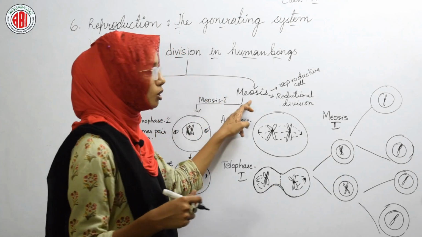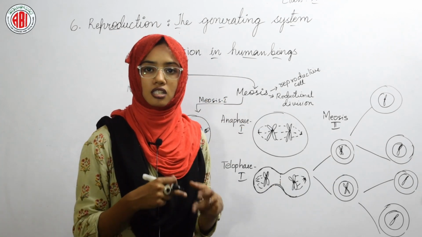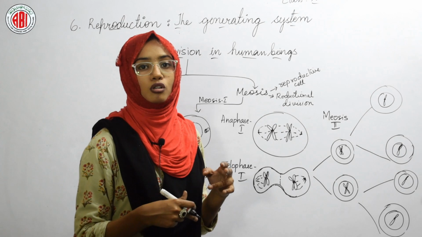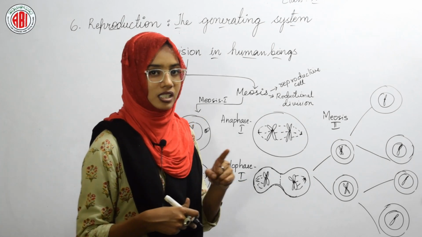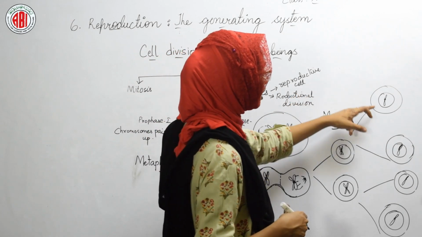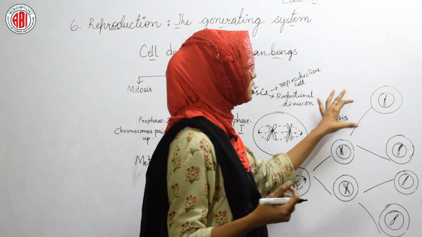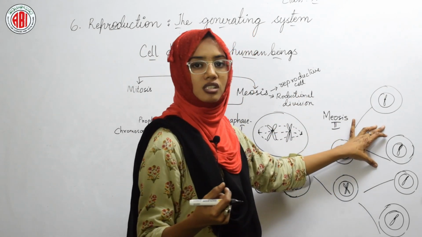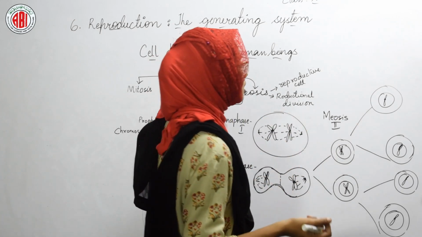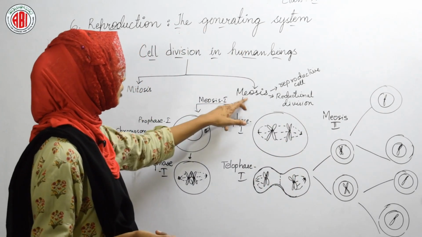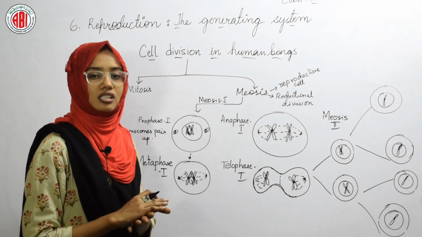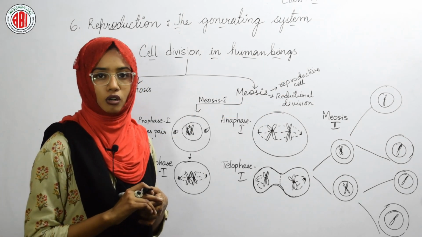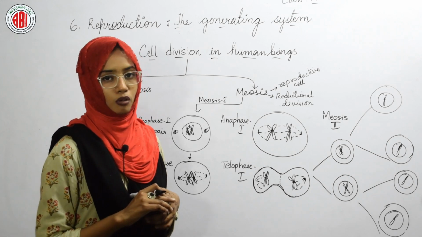In the process of meiosis, the cell division occurs twice, but the division of the chromosomes takes place only once. Therefore, we can see that the four daughter cells have half the number of chromosomes in their nucleus. So, this is about the process of meiosis, which divides the reproductive cells and results in the formation of four daughter nuclei with half the number of chromosomes.